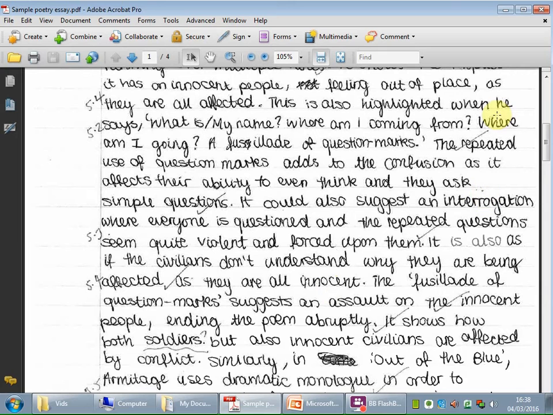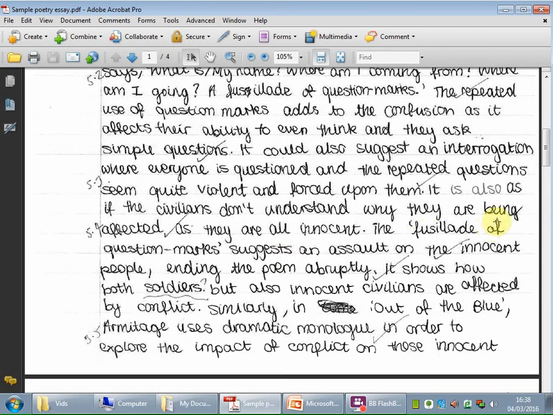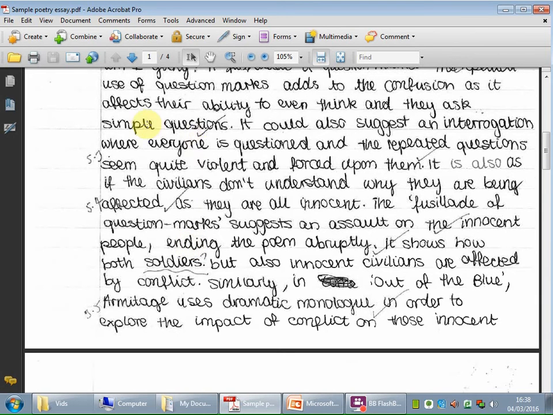The repeated use of question marks adds to the confusion as it affects their ability to even think, and they ask simple questions. So it's thinking about, okay, lots of questions, but they're simple questions. This is the end where they're being questioned by the army. It could also suggest an interrogation where everyone is questioned and the repeated questions seem quite violent and forced upon them. It's also as if the civilians don't understand why they're being affected, as they're all innocent. So all of this is just developing the ideas about conflict that you get from the quotation.